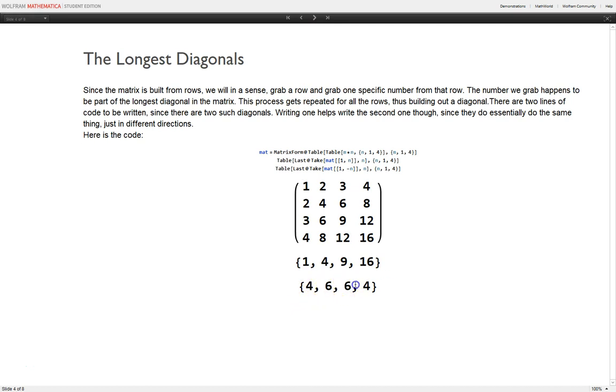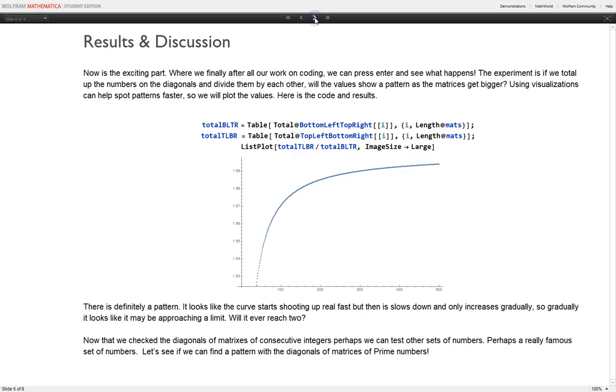So just to go over, we add up these numbers, 1, 4, 9, 16. We add up 4, 6, 6, and 4. We divide these two numbers together. We get a value, and we plot that value on a chart, and we do that for a bunch of matrices, and we get this. Now I did not know that before doing this. I did not know that there was this pattern that if you divide one diagonal by another diagonal in a square matrix, the limit will be 2.